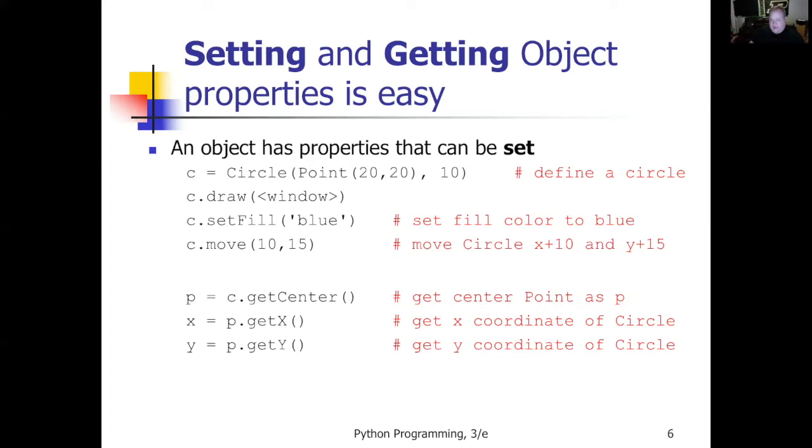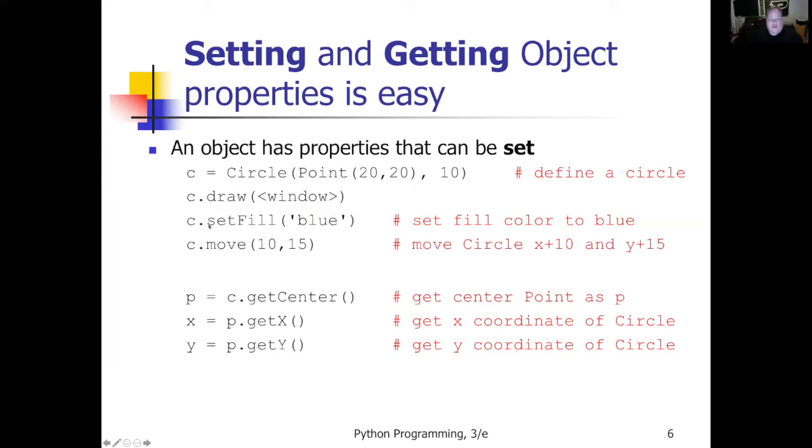So setting and getting, or retrieving, object properties is pretty simple. Let's say I have a line that's c equals a circle at point 20, 20 with a radius of 10. And then I draw that circle in my graphics window. Then I can change its fill color to blue. Then I might move it. Now notice this dot reference. This should look familiar. Something we've done with lists, like list.append, or string.lower, string.upper. So these objects, like this circle, have properties.